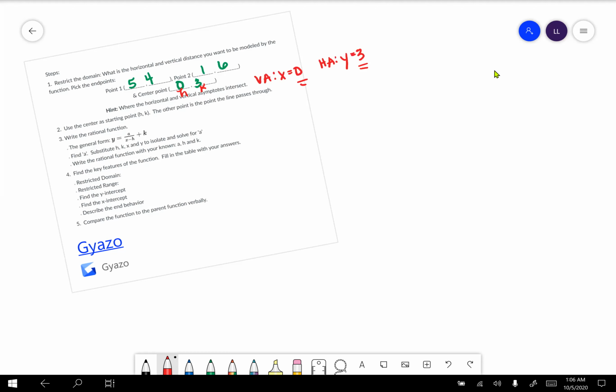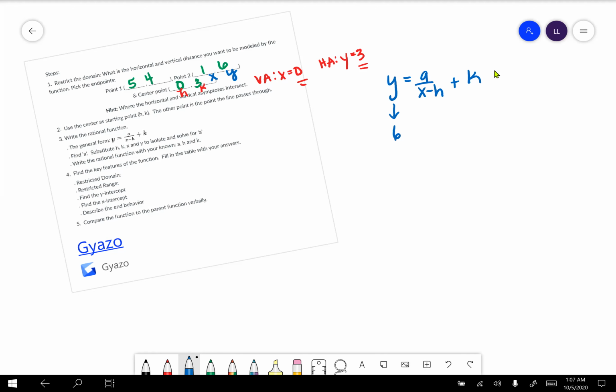That means that one of these points has got to be X and Y. So I'm going to let 1, 6 be X and Y again. Here's our function: y is equal to a over x minus h plus k. Now we're going to plug in our numbers, right? We know that y is 6. We know we're looking for a.